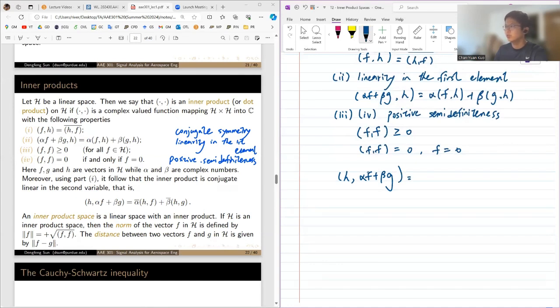according to the first property, we know that this will equal the complex conjugate of the inner product of alpha F plus beta G and H. And then by the second property, we know that this inner product will equal alpha times the inner product of F and H plus beta times the inner product of G and H.